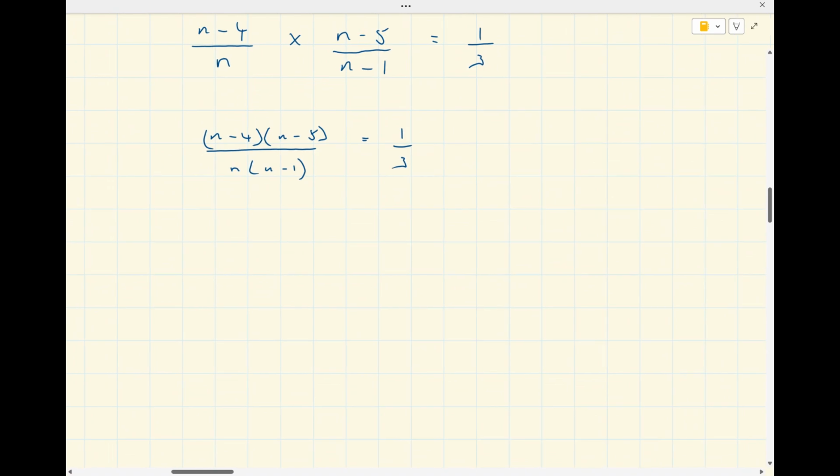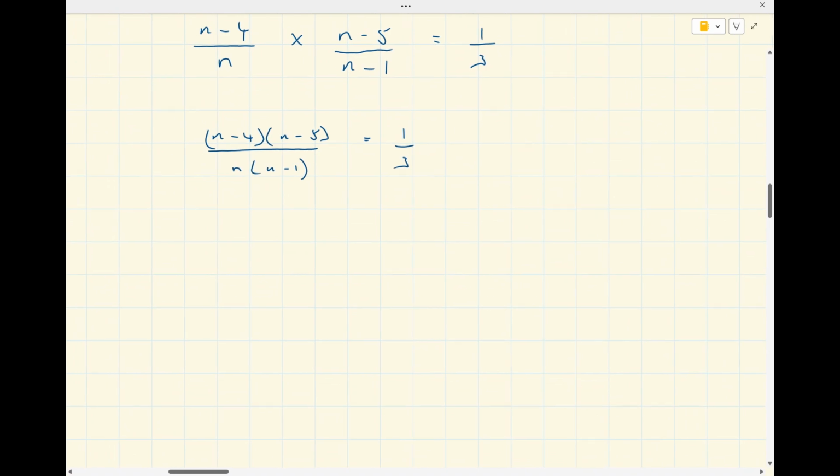Now, I call this cross multiplying. When you've got a fraction equals a fraction, you can simply cross multiply. What I mean is I'm going to multiply both sides by 3. So I'm going to end up with 3 multiplied by the numerator here. And at the same time, I'm going to multiply both sides by the denominator on the left, by n lots of n minus 1.